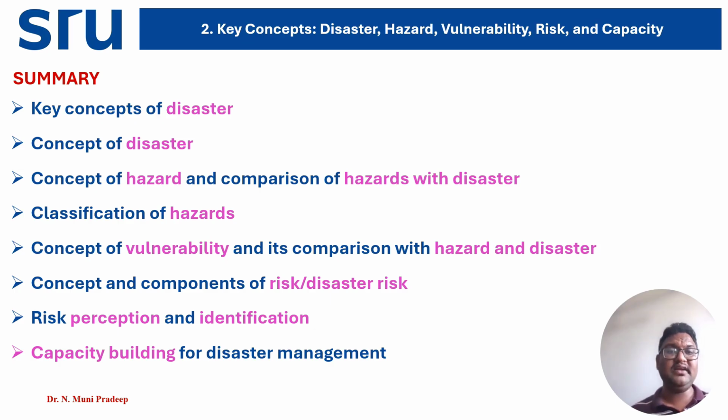The final one, the seventh, is how we build our capacities, that is called capacity building. We define capacity as the strengths and resources of a community that help it withstand and recover from disasters. So mainly out of the 7, these 5 concepts, disaster, hazard, vulnerability, risk, and capacity, form the foundation vocabulary of disaster management. Everything else in this course builds upon these five concepts only. So all the coming classes mainly rely on these 5 concepts.